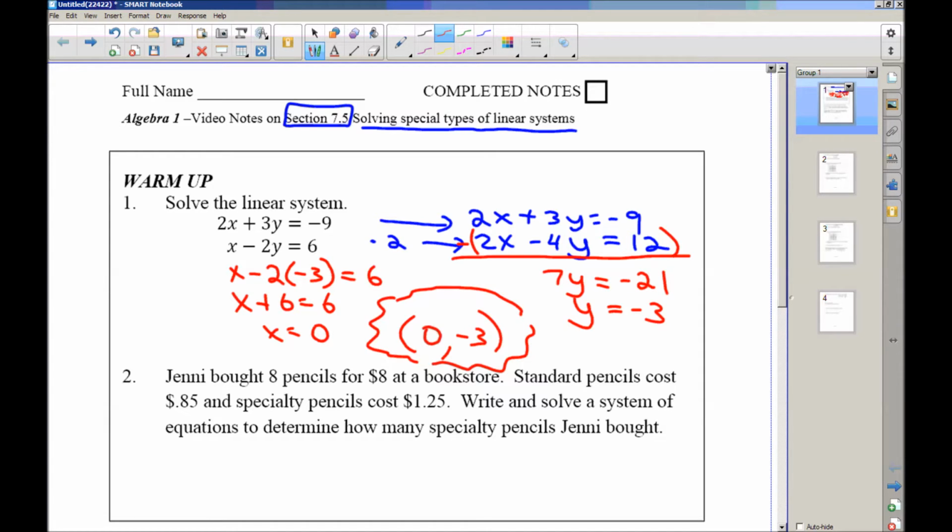Okay, and don't forget, you can always do a mental check here. So if you check it in the first one, that's 2 times 0, which is 0, plus 3 times negative 3, that's negative 9, so both sides work. And in the second one, that becomes 0 plus 6, so both sides are 6. So we know that this works.